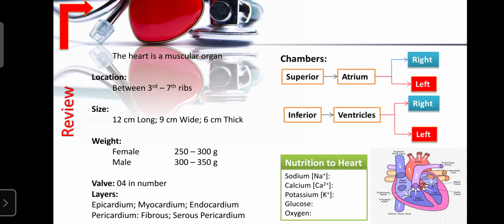Now regarding the chambers, the heart mainly consists of four: two superior and two inferior, that is, the atria and ventricles. Once again, the right side carries impure blood and the left side carries pure blood.